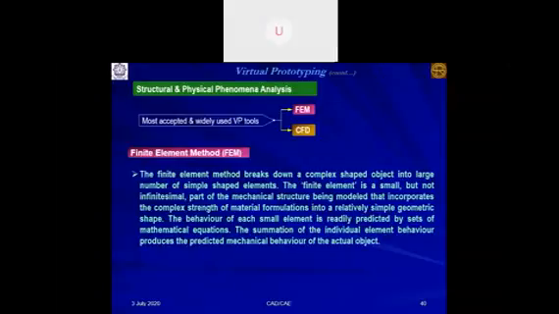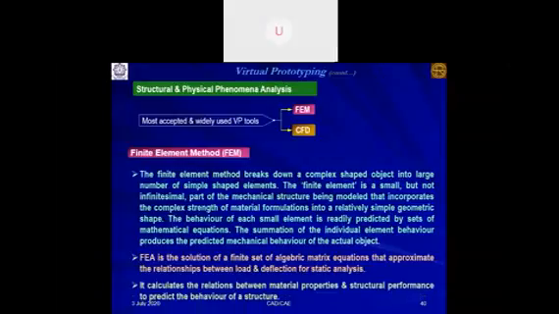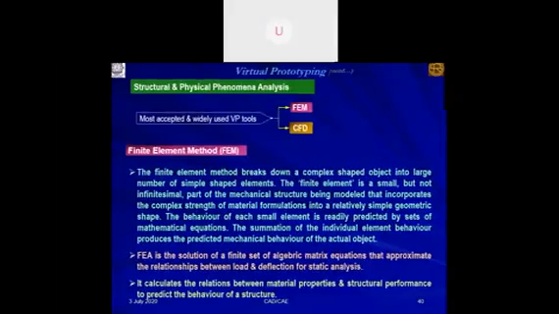Finite element analysis is the solution of a finite set of algebraic matrix equations that approximate the relationship between load and deflection for static analysis, and it calculates the relation between material property and structural performance to predict the behavior of the structure. Using that, you can do a lot of simulation, a lot of virtual testing, like the crashworthiness test that I showed you. That is basically an application of the finite element method.